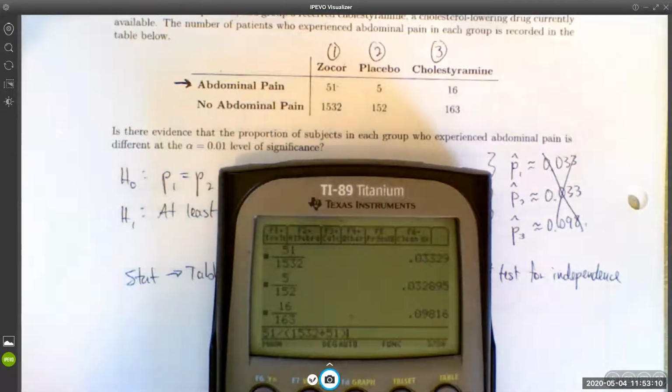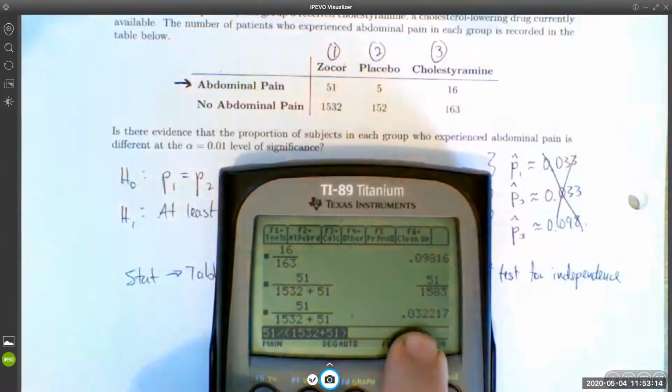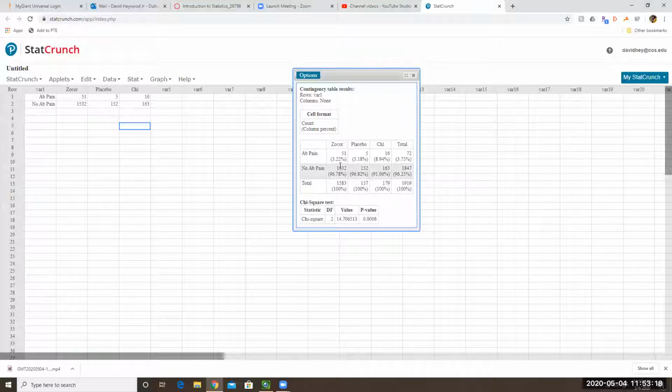Right? That's what I would do. And then I get the 0.032 that StatCrunch gets. Right? 0.0322, right? And same thing with the rest of them. But anyway, so I kind of botched that one. I apologize. But the most important thing is our p-value here, right?